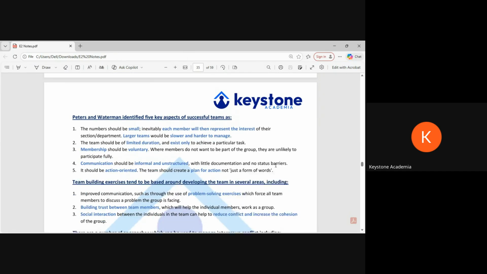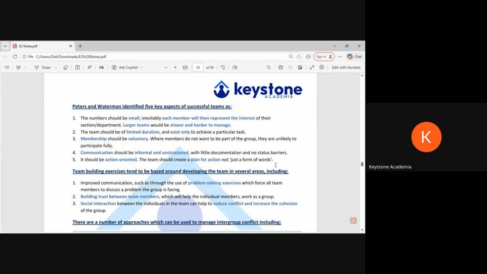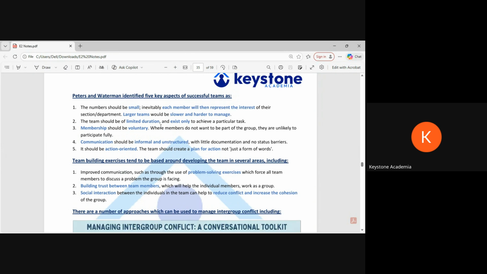Okay. Then next, Peters and Waterman identify 5 key aspects of a successful team. There will be a lot of models in the literature, and every model has a different name. It's fine if you just focus on the key areas. That is the aspect. Okay, that too, as I said, you can use in your own words. Understand the logic, what they are trying to tell us. The number should be small.